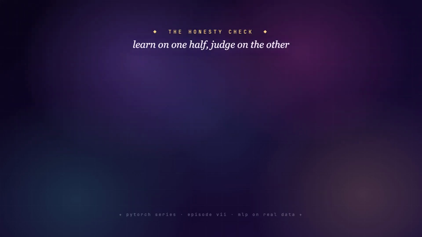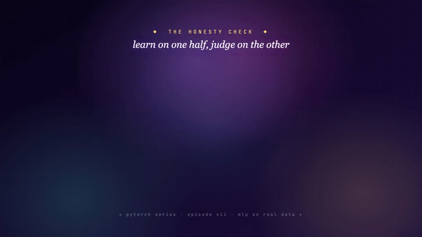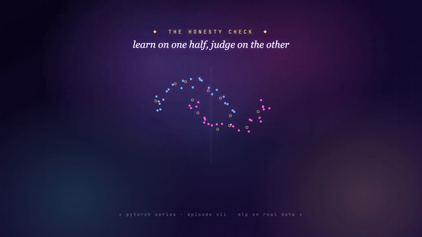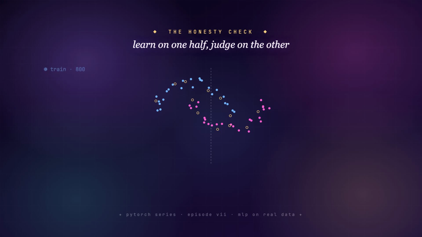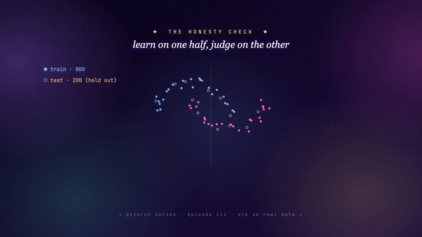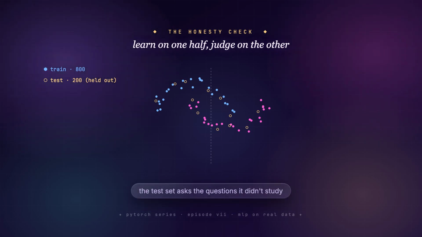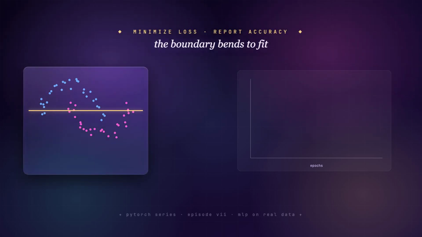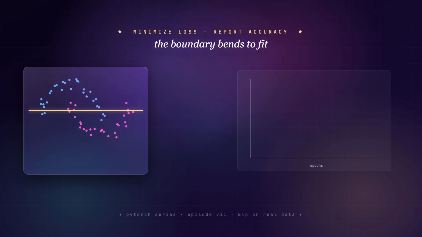Before we train, we split the data, learn on one half, judge on the other half it has never seen. This is the honesty check. Any net can ace the questions it studied. The test set asks the questions it didn't. If it does well there, it actually learned the shape. And we track two things as it trains. Loss is the number we minimize, the thing the optimizer actually chases. Accuracy is the number we report to humans, the fraction it got right.